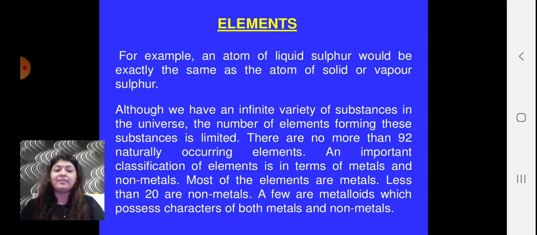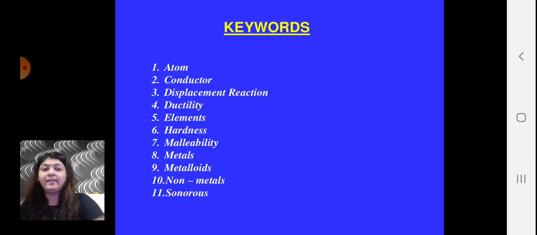An important classification of the elements is in terms of metals and non-metals. Most of the elements are metals. Fewer than 20 are non-metals and a few are metalloids. Now what are metalloids? The ones which possess the characteristics of both metals and non-metals are known as metalloids.